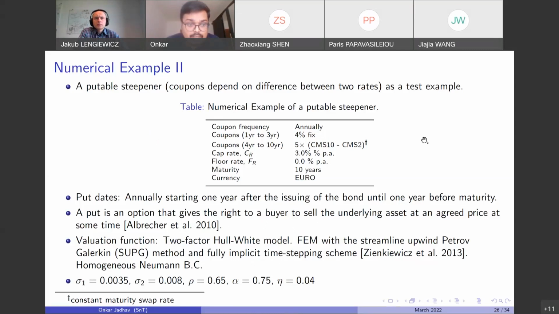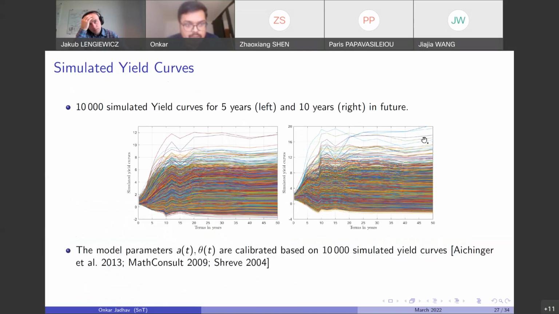As I said earlier, we calibrate the model parameters using simulated yield curves, and the 10,000 simulated yield curves for 5 years and 10 years in the future are presented here. This calibration based on these 10,000 simulated yield curves gives us 10,000 parameter vectors.